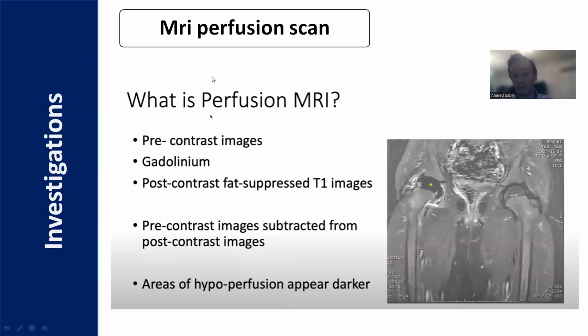Okay, so there are other newer studies or other newer investigations, such as the MRI perfusion scan. So what is a perfusion MRI?